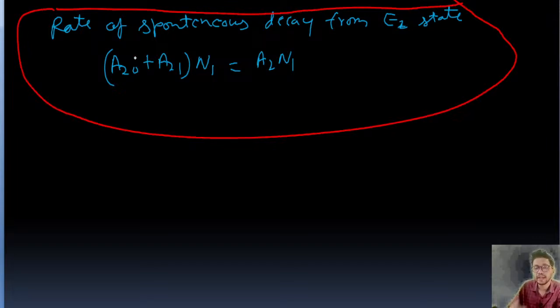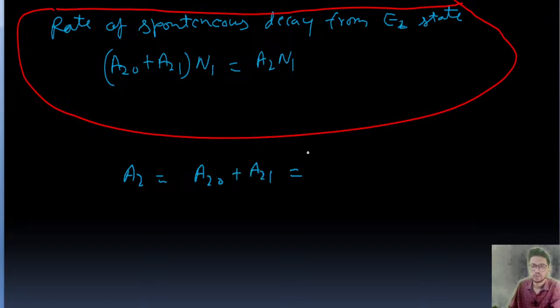Okay, so this is the rate of spontaneous decay from the E2 state. This rate of spontaneous decay from the E2 state is (A20 plus A21) N1, equal to A2 N1, right? So N1 and N1 are going to cancel. So the value of A2 is going to be A20 plus A21.